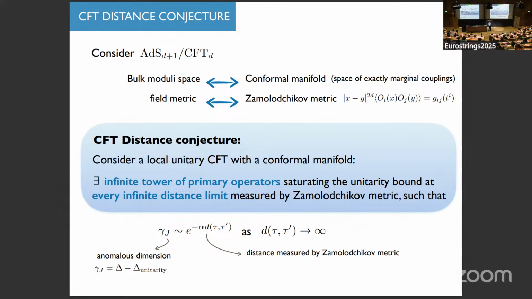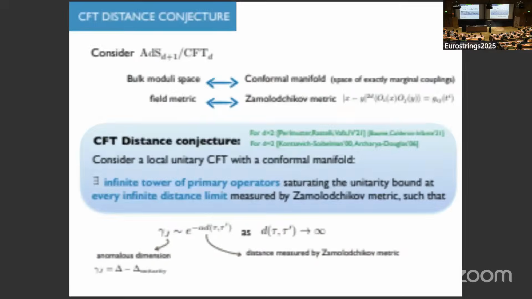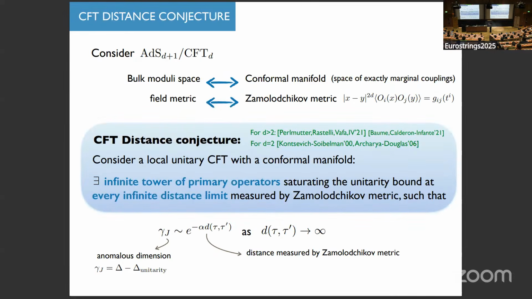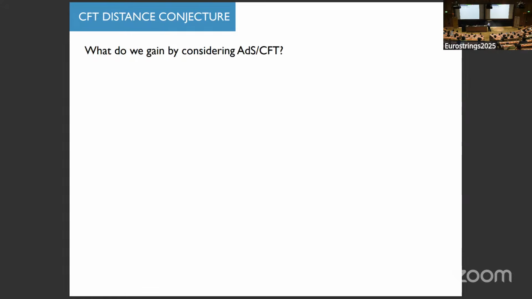So this is the statement. I'll wait a bit so you can think about it. We should have an infinite tower of operators saturating the unitarity bound at every infinite distance limit. And now you can try to see whether it's always realized or not. We formulated this in this paper for CFTs in dimension bigger than 2, but similar ideas had already appeared in 2 dimensions in these previous papers. So let's try to do something with this now.